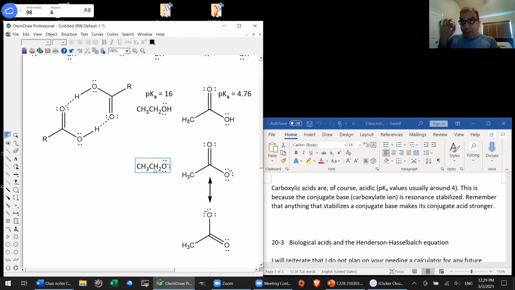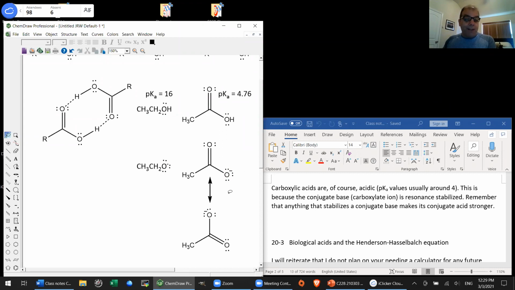And you need to be able to pinpoint in your mind where that acidic proton is coming from. In this case, they're both coming from oxygen atoms. Make sense? That's what you need to be able to do in order to understand the effect of structure on acidity.